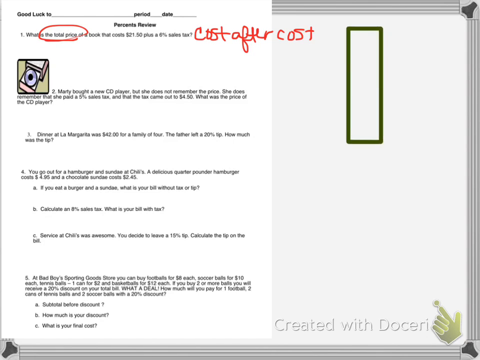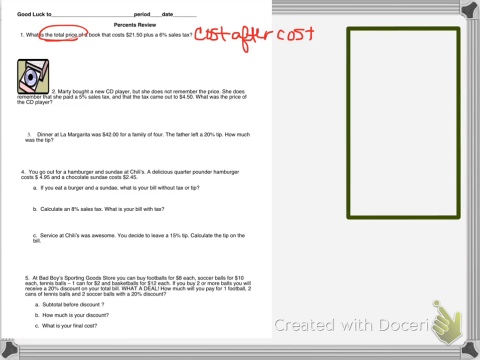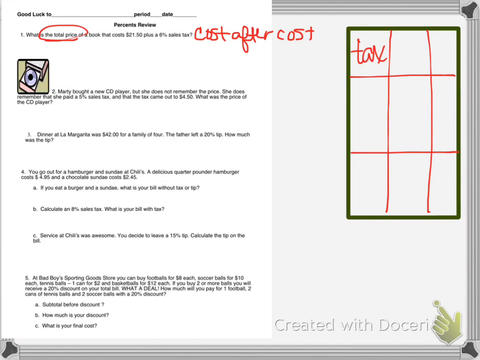So I'm just going to make a little box over here so that we can see this. And we talked about breaking it into threes. I hope there's enough space here. And we said we have tax, we have our subtotal, and we have our final total. And we said our subtotal is our 100%. So if sales tax is 6%, this book costs $21.50. That is our subtotal or our original.